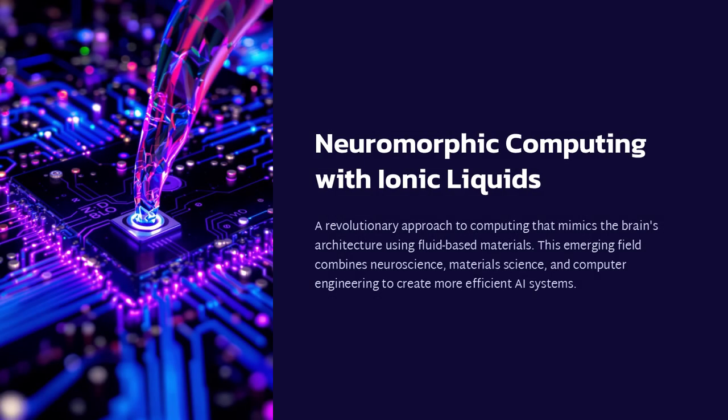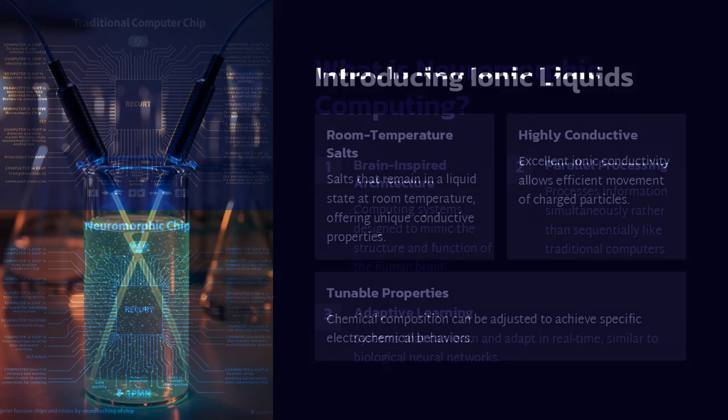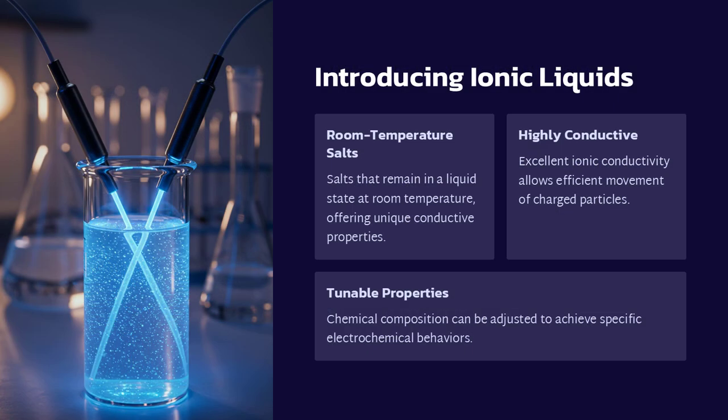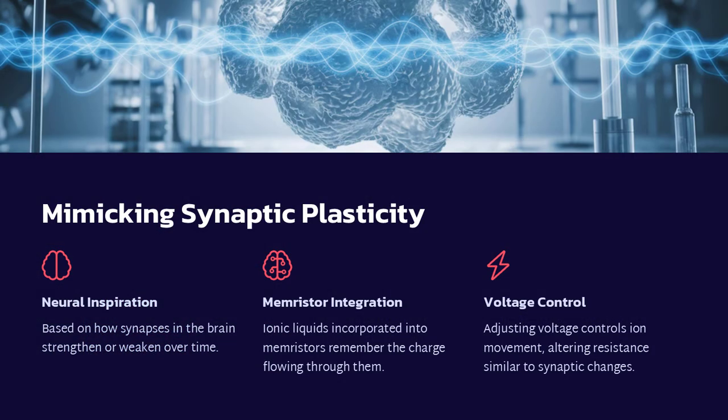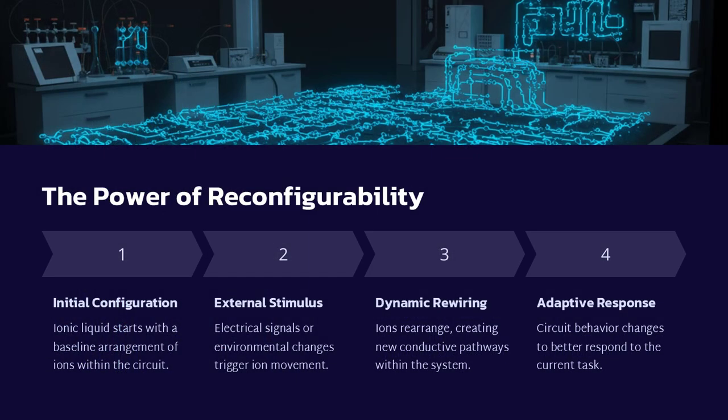Neuromorphic computing with ionic liquids is an emerging approach that aims to mimic the brain's architecture and dynamics by leveraging fluid-based materials. This method uses ionic liquids, salts in a liquid state at room temperature, as active components in computing systems, enabling them to process information similarly to biological neurons and synapses. How can a liquid contribute to computing?